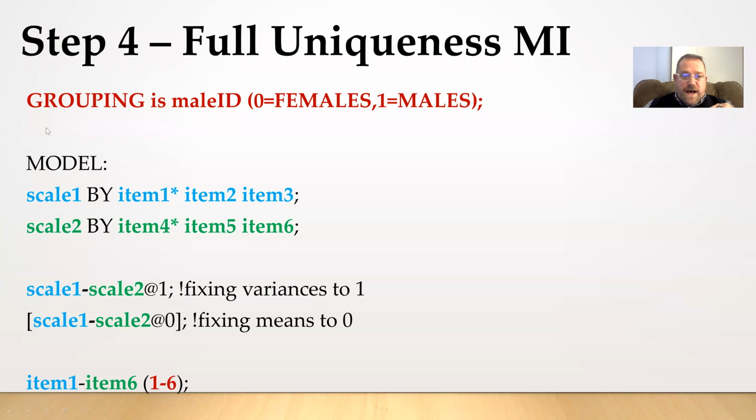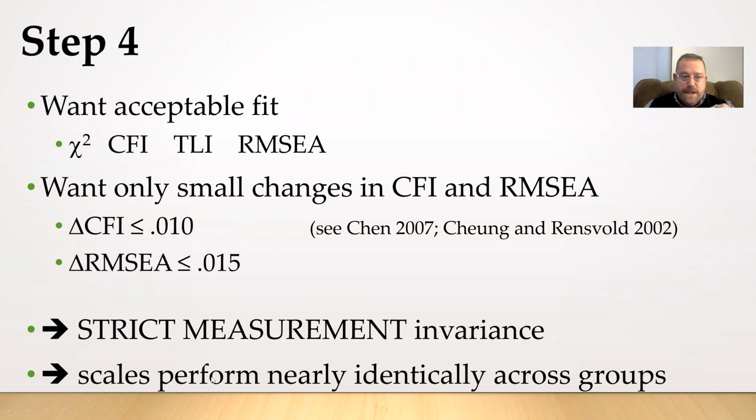And to do that, all we have to do is take that step 3 model and add in the item intercepts and give them their own labels. That then forces them to be fixed across the two groups. And if you're able to demonstrate this, you can say that your scales perform nearly identically across groups.